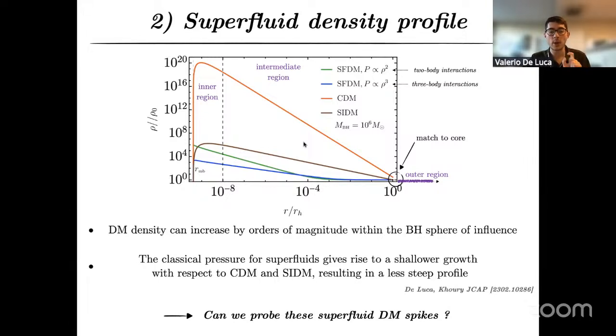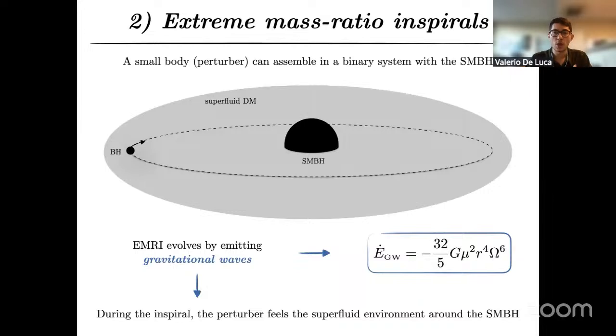And the question is, can we detect these spikes somehow? One possibility relies on the evolution of binaries. So we can study systems that are called extreme mass ratio inspirals. So these are binaries involving the central supermassive black hole and a small body, which we will call the perturber, which evolves around the central black hole.